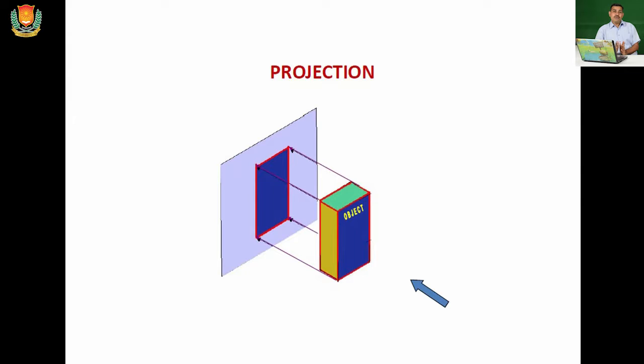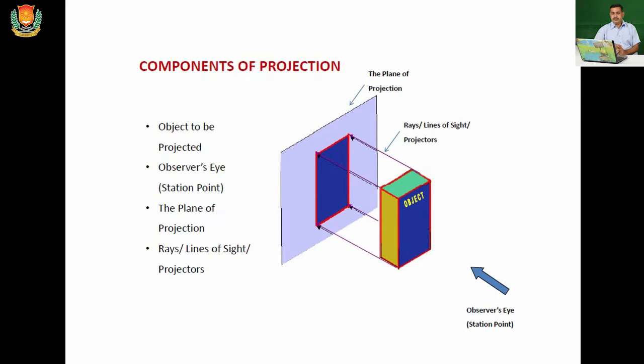Now we will discuss our topic. Today's topic is projection. What is projection? Projection is the image of any object. In engineering drawing and design, basically we have to draw an image of any object, so that image is called projection.